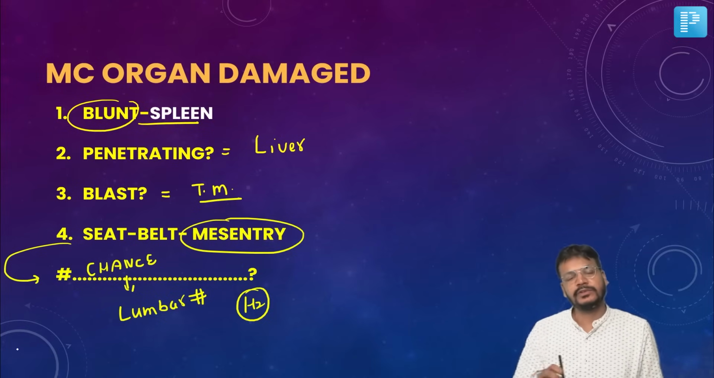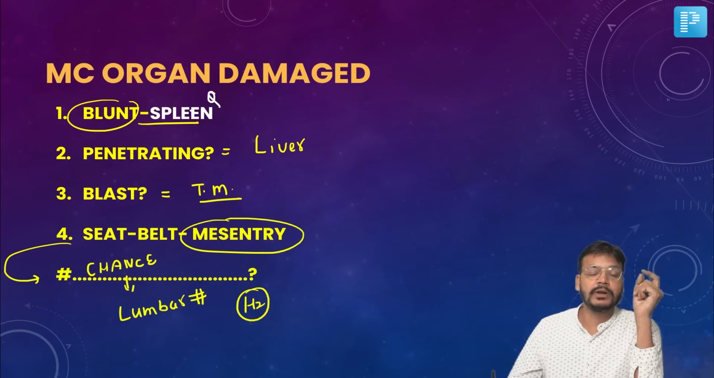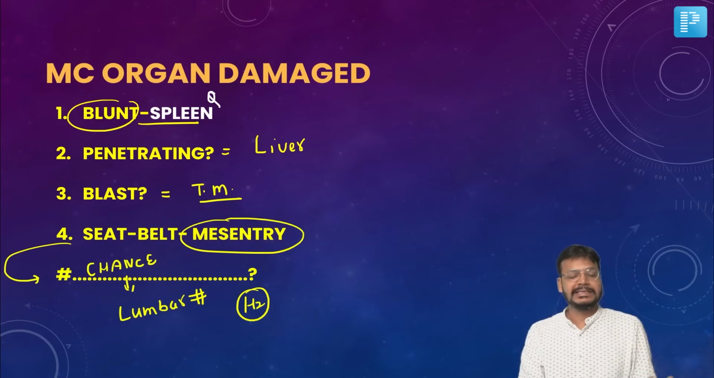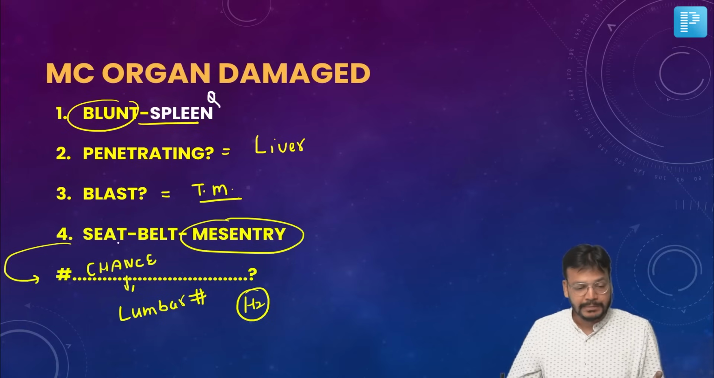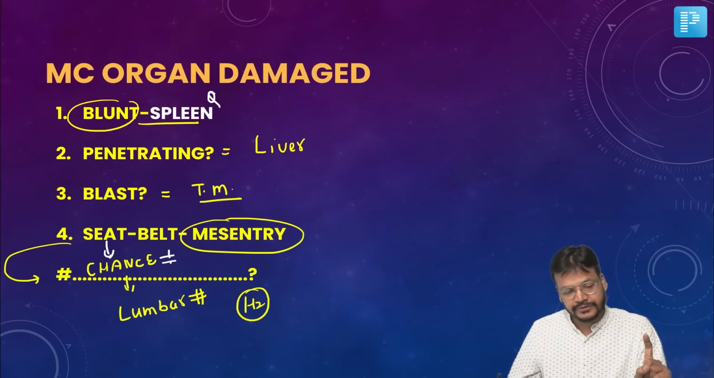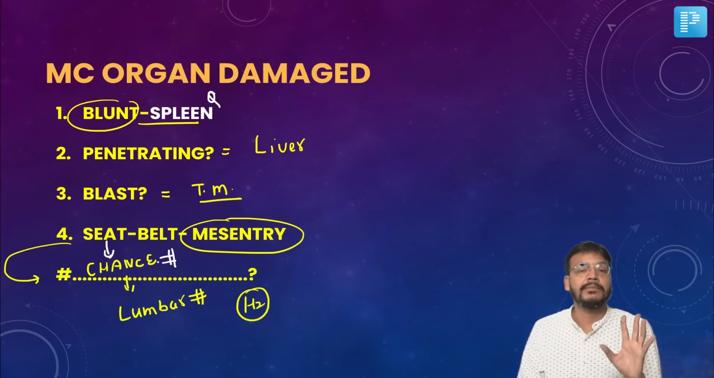This is another potential question. Blunt trauma, the most common organ damaged is the spleen. Penetrating trauma, liver. Blast injury, tympanic membrane. Seat belt, mesentery is the most common site. But sir, you can get this question also on seat belt chance fracture: chance fracture is a fracture of which vertebra? Lumbar vertebra, horizontal fracture.